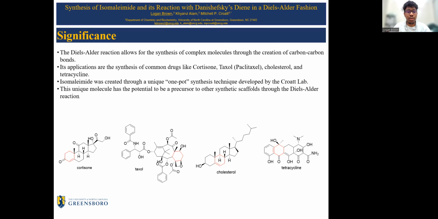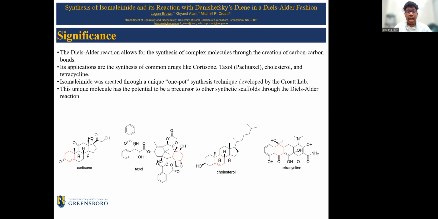And some examples of drugs developed through the Diels-Alder reaction are cortisone, which is a hormonal drug for arthritis, allergic reactions, and other skin conditions. Taxol, better known as paclitaxel, which is a discontinued drug for cancer. Cholesterol, everybody knows cholesterol. Synthetic cholesterol is created using the Diels-Alder reaction. And tetracycline, which is an antibiotic for acne and other various infections like syphilis.